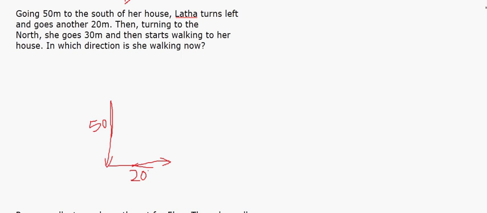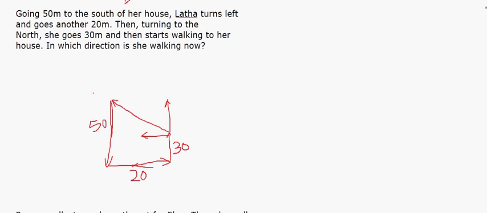Then turning to the north, she goes 30. So here she went 30. This is not the figure up to the scale, right? So here 30 is shown smaller than 20. And then walking towards her house. So her house is in this direction. In which direction is she walking? So this is going up, which is north. This is going west, so she is moving in northwest direction, right?